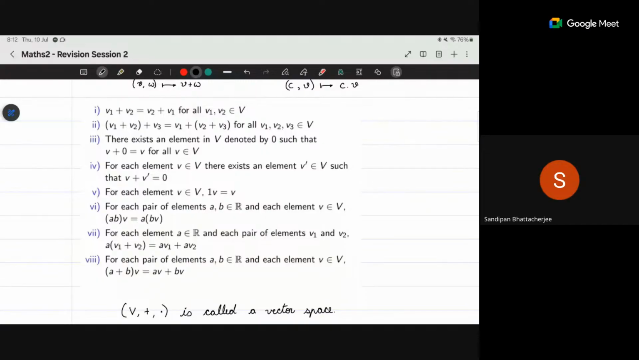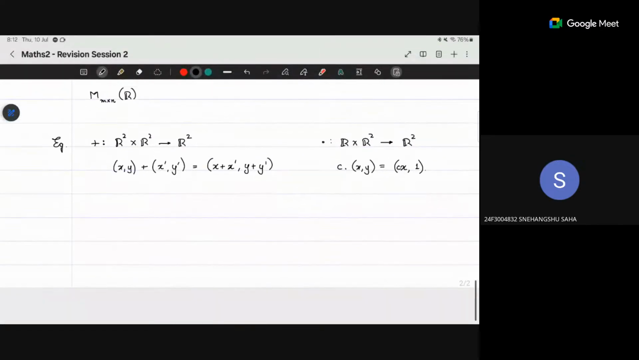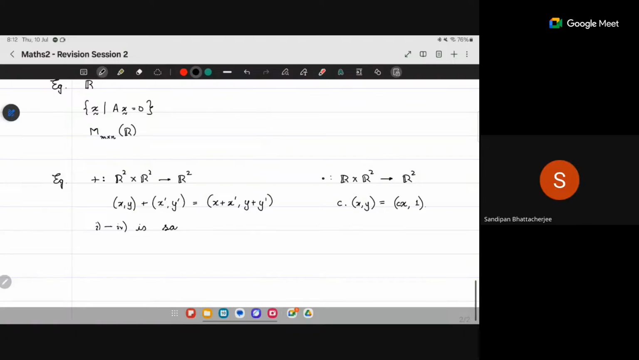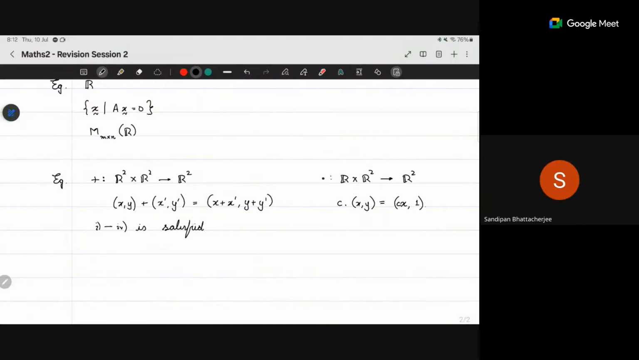Now the thing starts with 5. So let's see, does 5 hold? I think no, sir. 5 does not hold, right? Why does 5 not hold? So 1 to 4 is satisfied, because 1 times (x, y) will give me (x, 1).